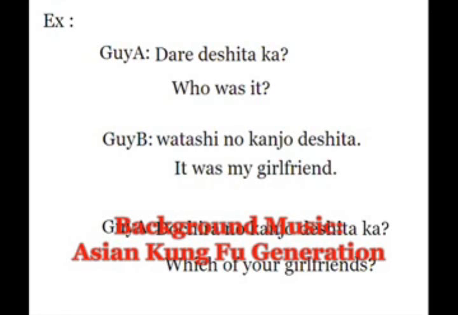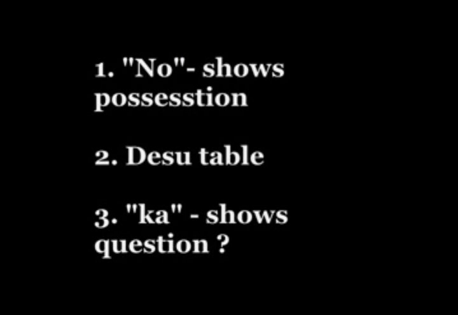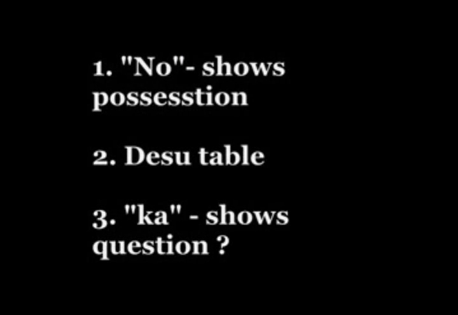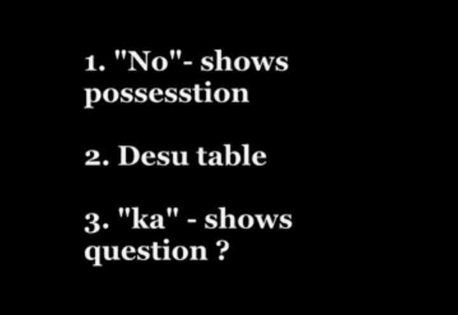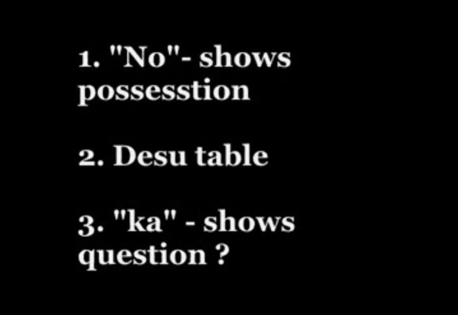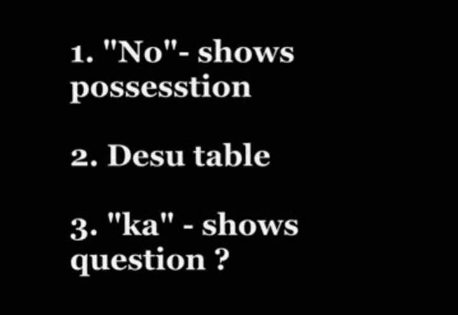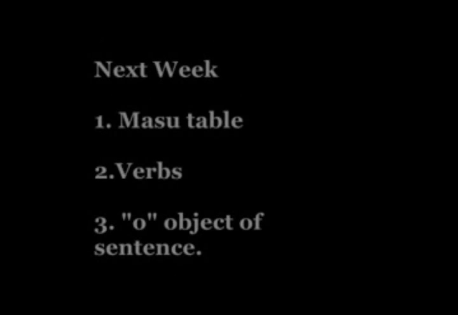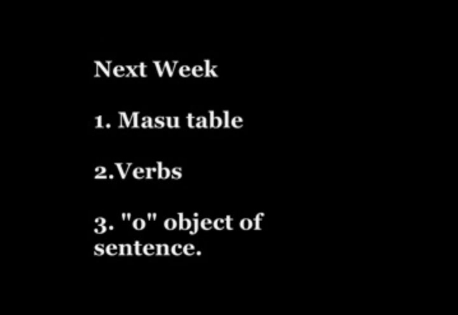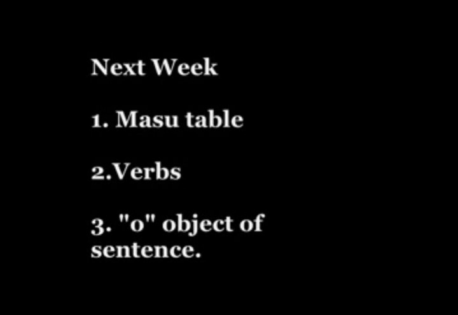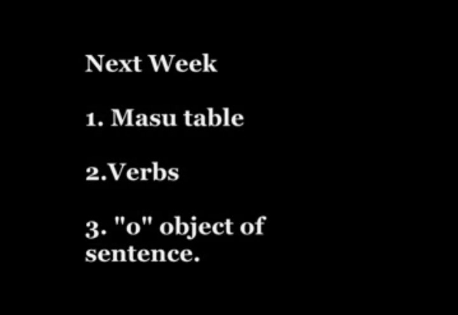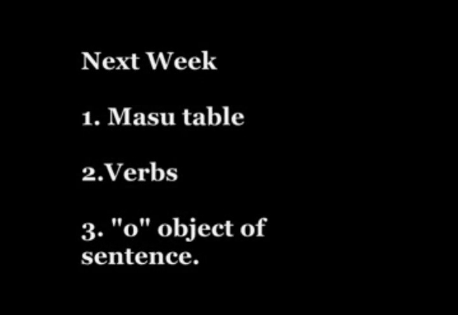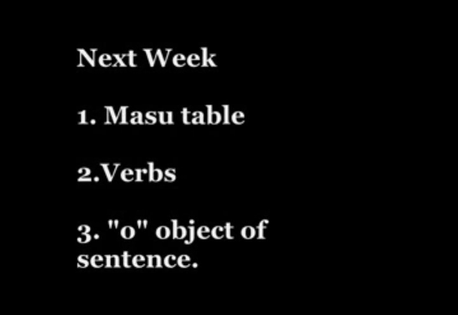Okay, so those are an example of the grammar lessons we've learned this week. Today we learned about particle no, which shows possession, the particle ka, which shows a question, and the des table, which is the conjugation of des. For lesson 3, I'm hopefully going to go into how to conjugate verbs and the mas table. We're also going to go over the particle o, which shows an object in a sentence. And we're going to get some more vocab and maybe possibly work on a third grammar point.